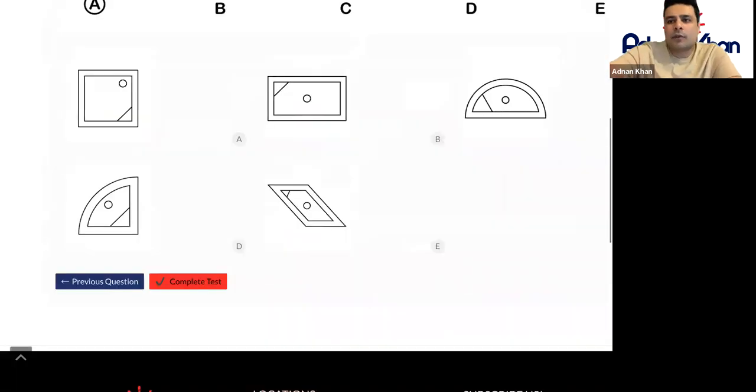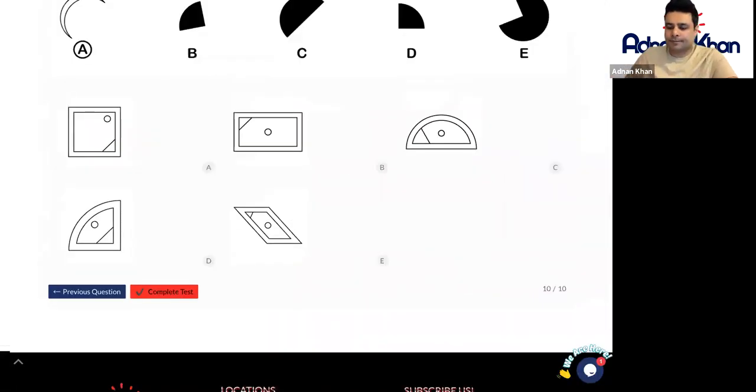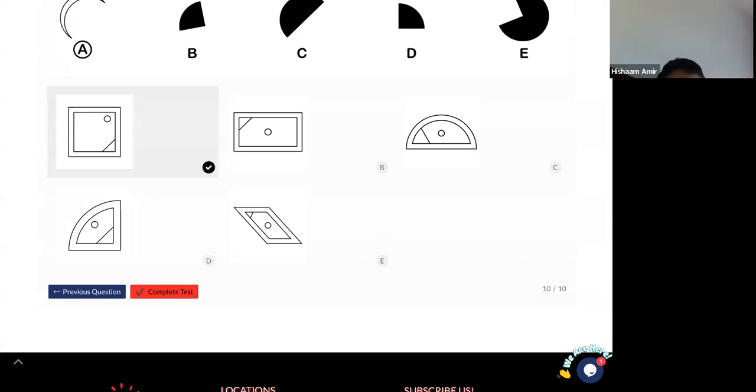Good. Let's have a look at this one then, Hisham. The last question. It would be A. And why is it A? It's A because the circle is orientated with the corner in a different way than the other ones.